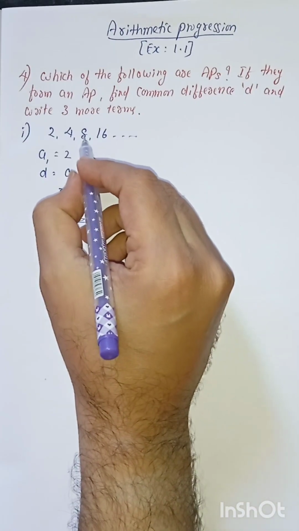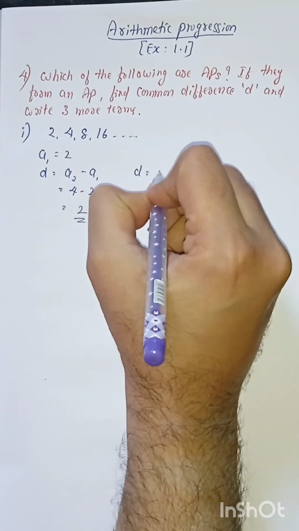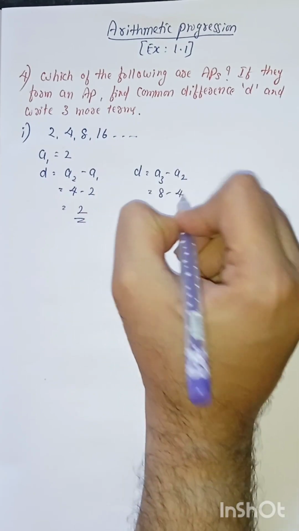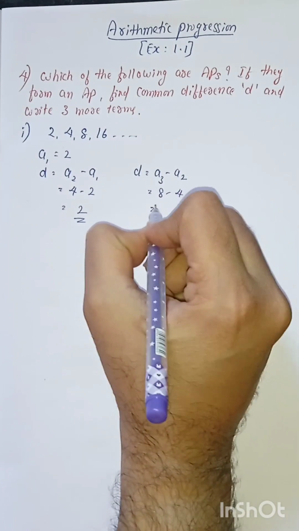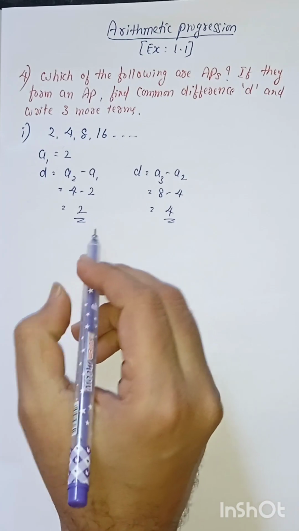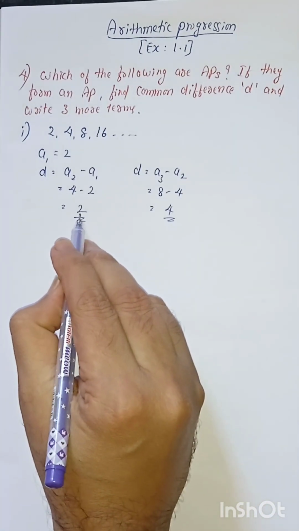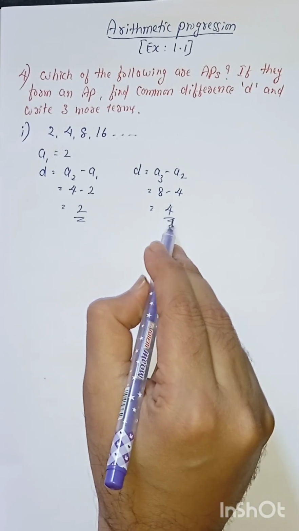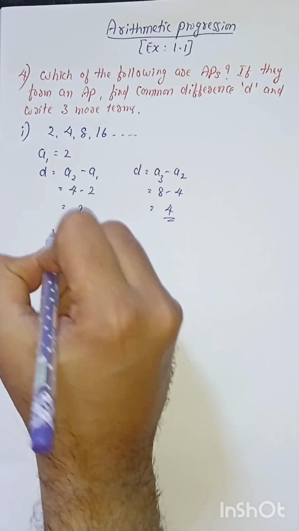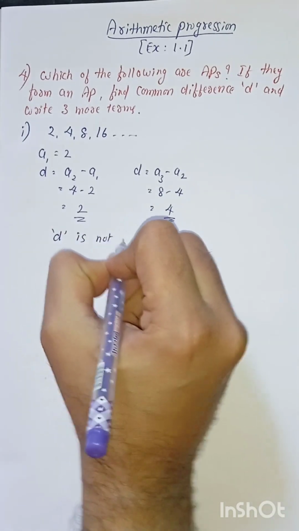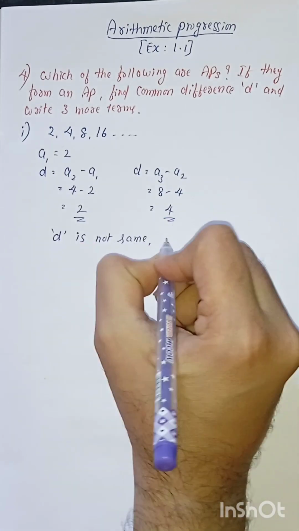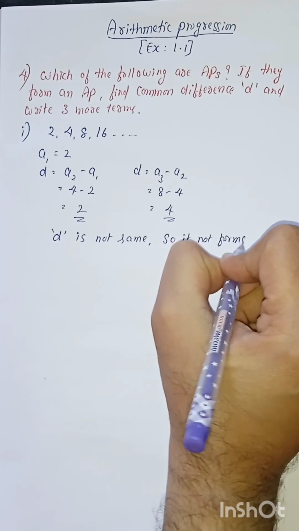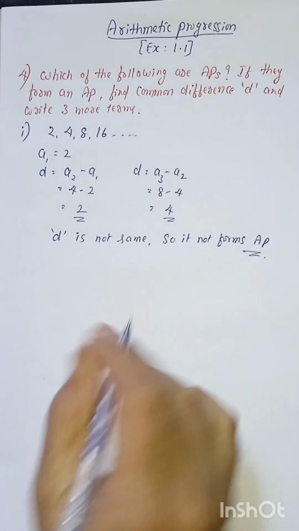Let's do the next one, that is 8 minus 4. It means again D equals A3 minus A2. A3 is 8 and A2 is 4. 8 minus 4, it is 4. So we can observe that the common difference is 2 and then 4. The common difference is not the same, so it does not form an AP. This is the answer for the first question.